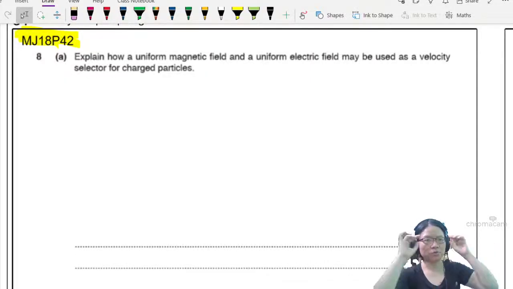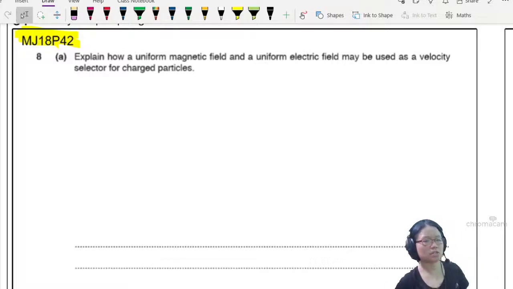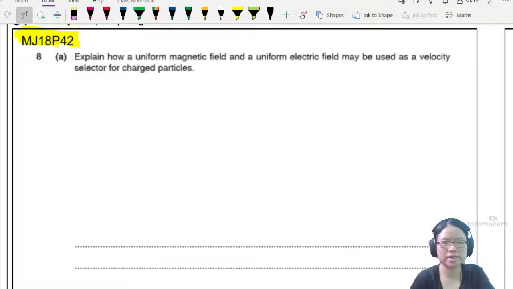Hello, in this video we are going to look at the velocity selector, specifically from this past year question from May-June 18 paper 42. So open up the question, let us read. There is an empty space where I need to write. This "explain" is normally asking the question how.